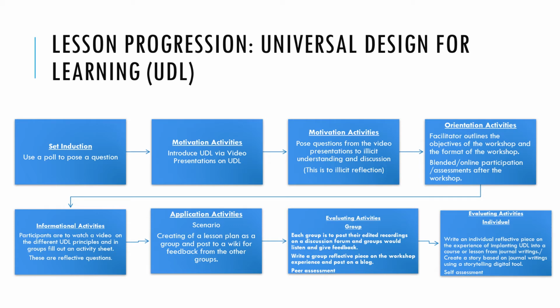Students also had to write a reflective blog piece if they did not want to do the podcast and post that to their blog. Each participant had to write a reflective piece on their experience of implementing UDL principles into a course or the lesson plan from their journal writings. Alternatively, students could create a story based on their journal writings using a storyboarding tool, and this would be added to the group blog. Students will also complete a self-assessment.